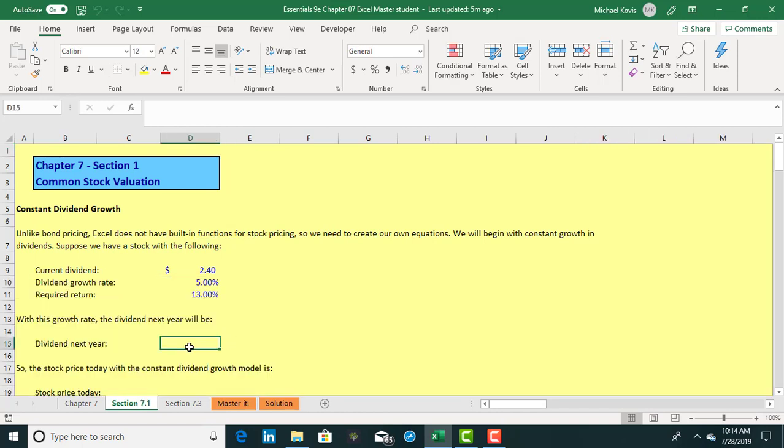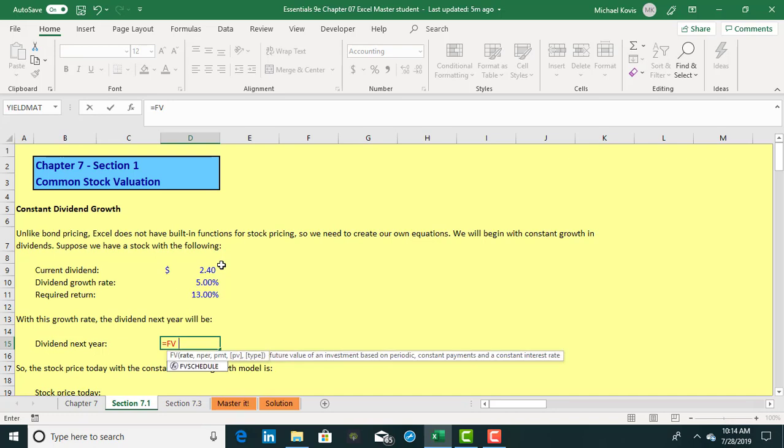Alright, first thing it's asking us, what will our next year dividend be? We can do this a couple different ways. Let's do this as a future value calculation. Essentially what we're asking. And so that's going to be the rate. Well, that's going to be our dividend growth rate. We have no PMT, and the present value is our current dividend. And $2.52.